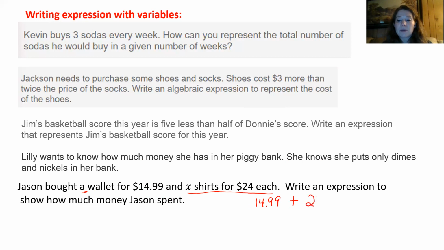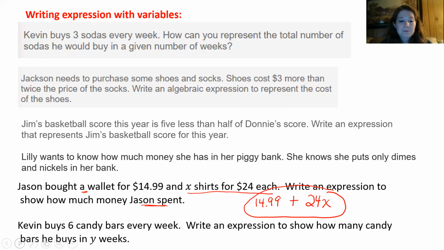So if we knew the number of shirts he bought, we would multiply the number times 24. And all together, this represents how much money Jason spent in total. Now, if it said Jason spent $56, we could say equals 56, but it doesn't. It doesn't give us that information. So that's why we're writing an expression instead of an equation.